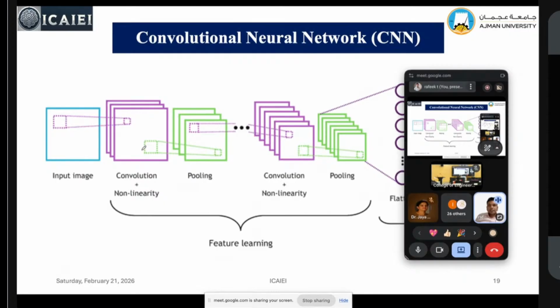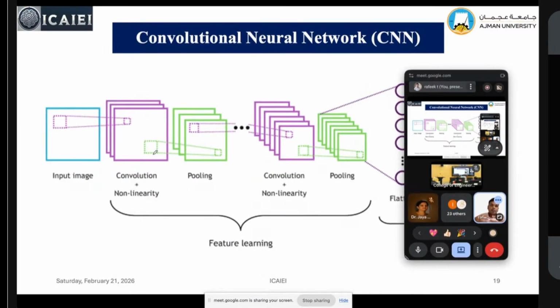With filtering, high pass filtering in the initial days, for edge detection we use some kernels and apply them to the original images. After that, we receive some edges. The same procedure is used here in combination with the neural network: the input image in this case, then apply the convolution and nonlinearity. This convolution and nonlinearity is used for extracting the features.